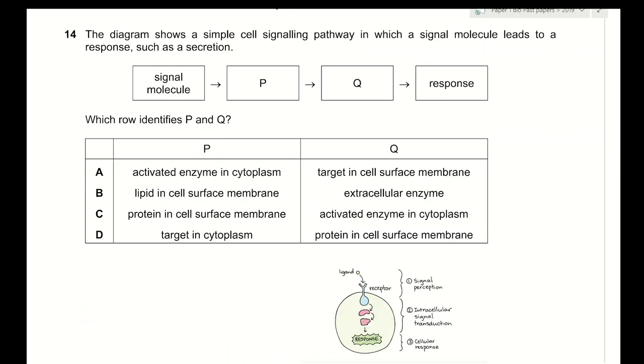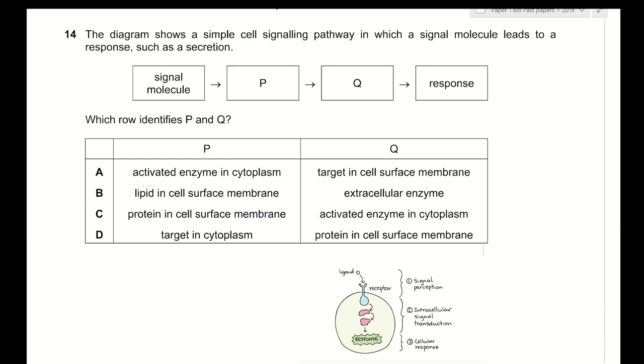Question number 14, the diagram shows a simple cell signaling pathway in which a signal molecule leads to a response such as secretion, which row identifies P and Q. Now, let's see the process of cell signaling in the first place. So what happens in cell signaling? What happens is that the stimulus causes cells to release ligands or signaling molecules. Therefore, they are released in the bloodstream, for example, as a media of transport.